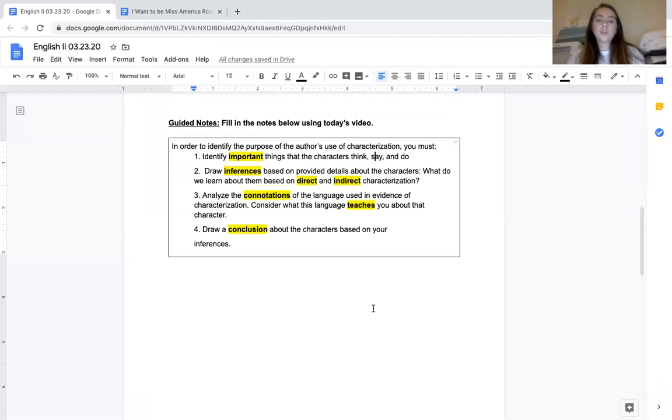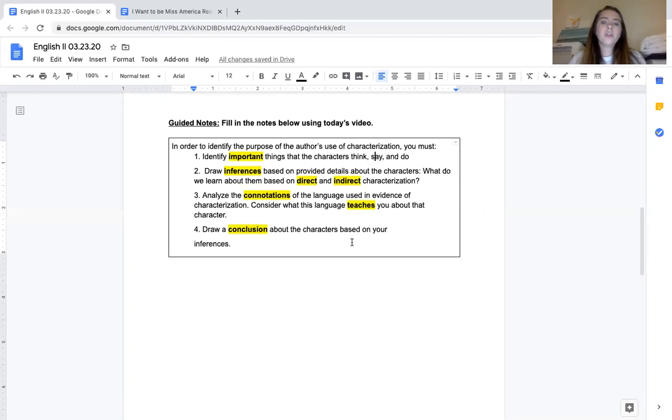So as we read the story, one of the major things we're going to be focusing on is characterization. Because in I Want to Be Miss America, there are a lot of really great, interesting characters, and I really want us to be able to go deep in analyzing them. So characterization, I know, is a familiar concept for you. We've definitely talked about it in class before. So this is just a quick recap of what we're looking for when we talk about characterization.